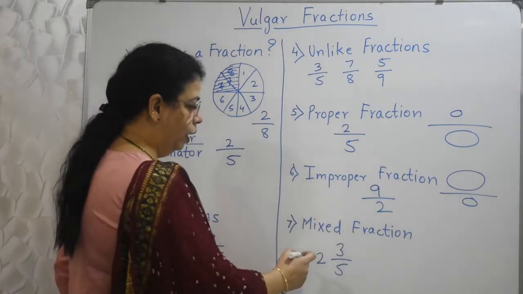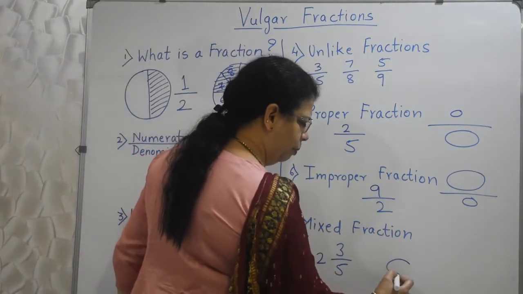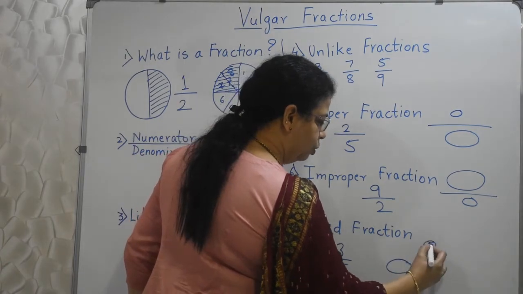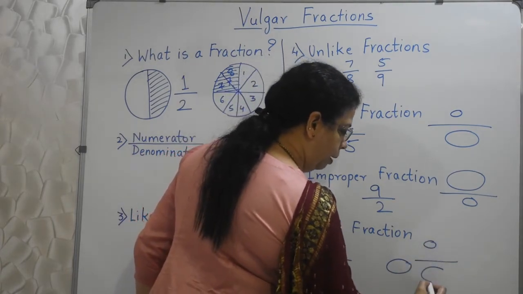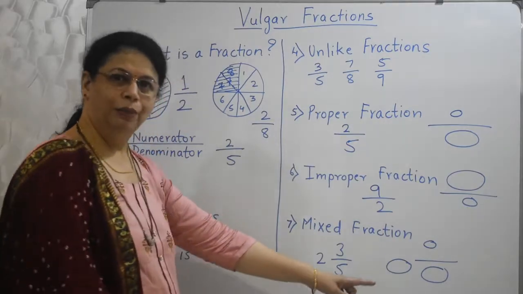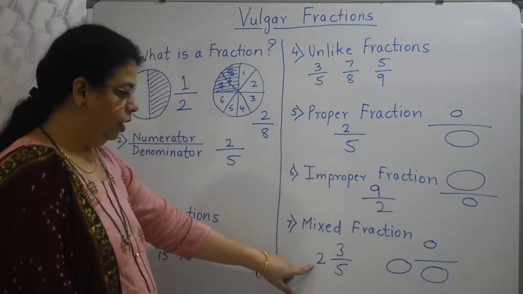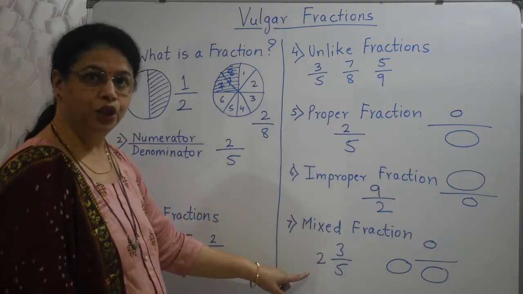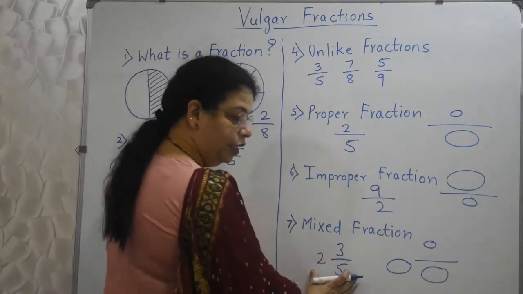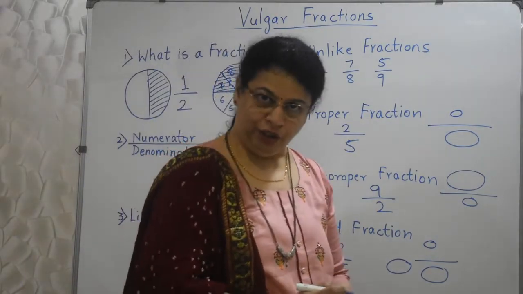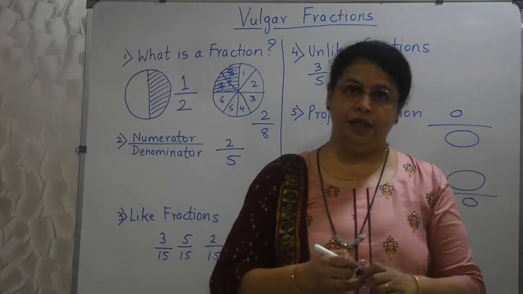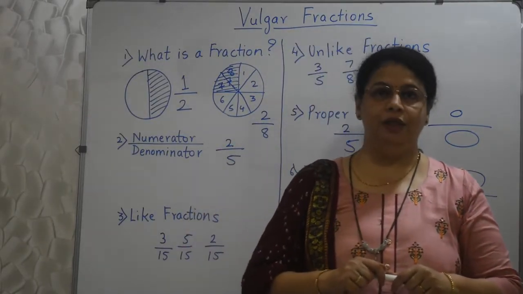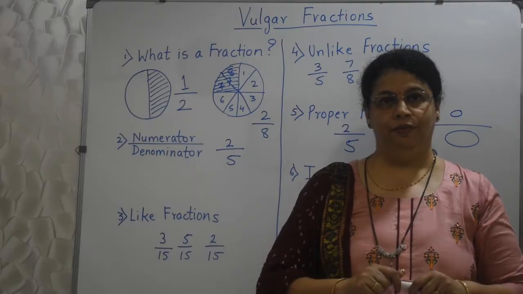They have an integer here and a proper fraction attached to it. So it will look like this, a smaller number up and a bigger number down. It will look something like this. Some integer and a proper fraction attached to it. So together it is called a mixed fraction. Okay, we will see some examples of fractions.